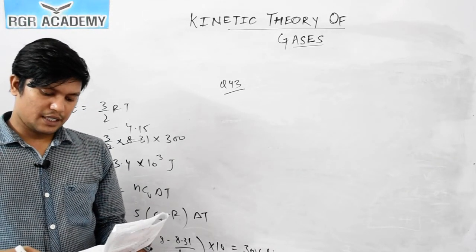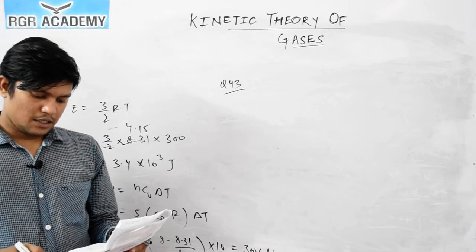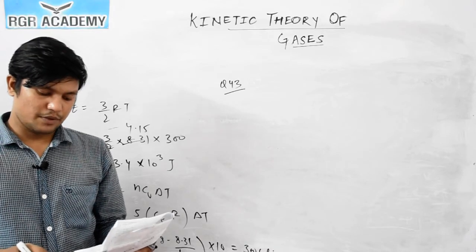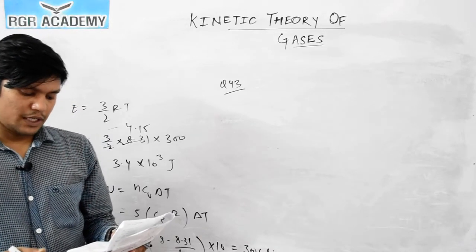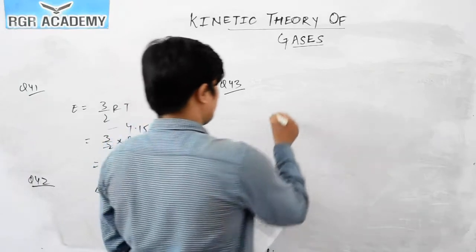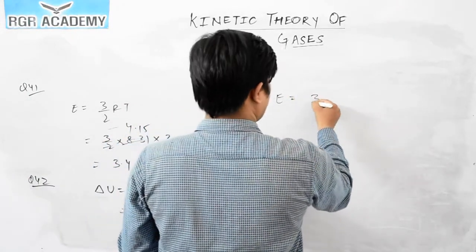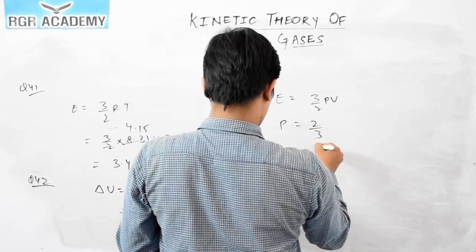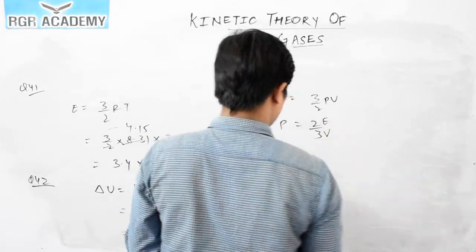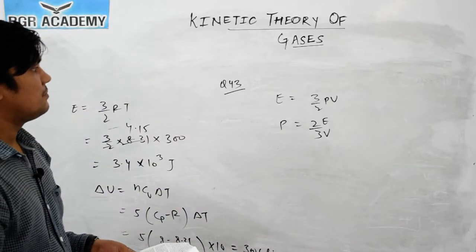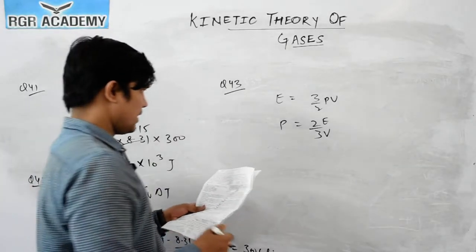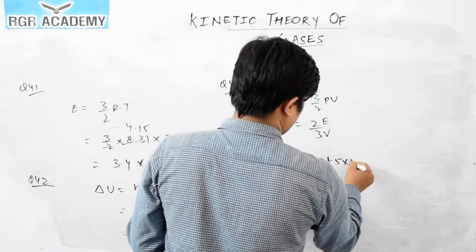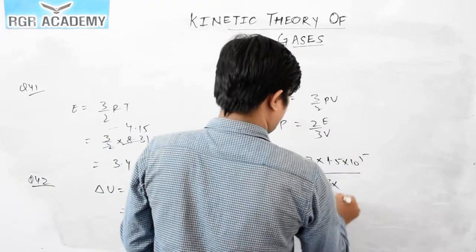The total average kinetic energy of translatory motion of its molecules is 1.5 into 10 to the power 5 joules. The pressure of hydrogen in the cylinder is, so energy is given by 3 by 2 PV. So P we can write as 2 by 3 E by V. So we can replace the values here. So 2 into E value is given as 1.5 into 10 to the power 5, divided by 3 into V.